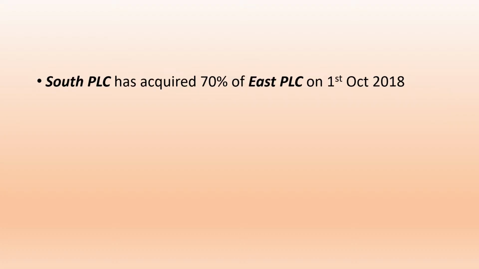South PLC has acquired 70% of East PLC on 1st of October 2018. You can see there is a controlling interest over East PLC by South. Therefore, South PLC is the parent company and East PLC is the subsidiary company, and the acquisition was made on 1st of October 2018.